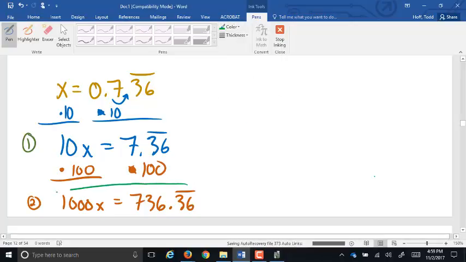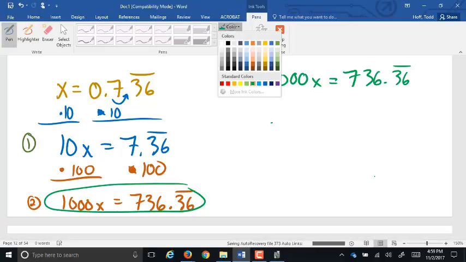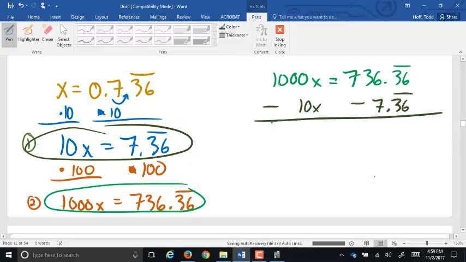So we take that second equation, 1,000x equals 736.36 repeating. And we still subtract this equation here. So we'll subtract 10x from this side. From this side, we're going to subtract 7.36 repeating. 1,000x minus 10x is 990x. Over here, the 0.36 repeating cancels out. 736 minus 7 is 729.